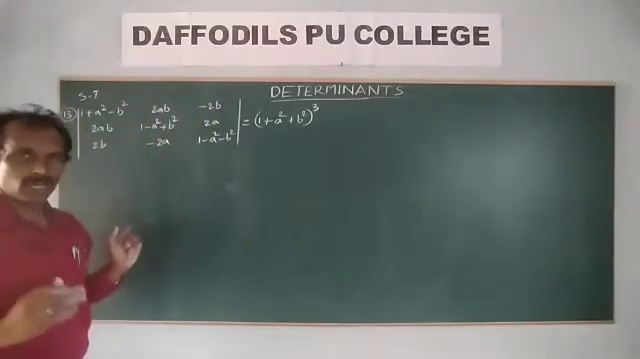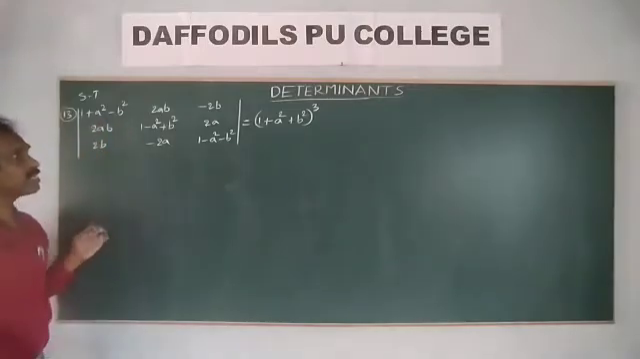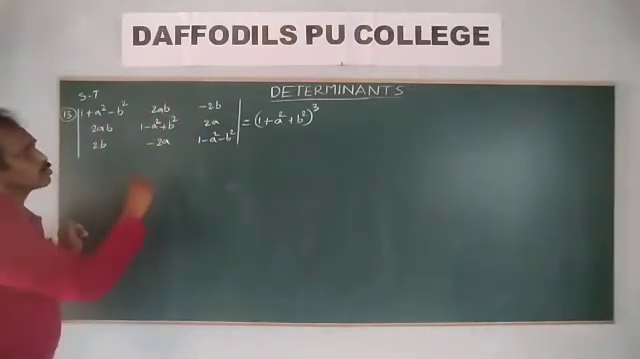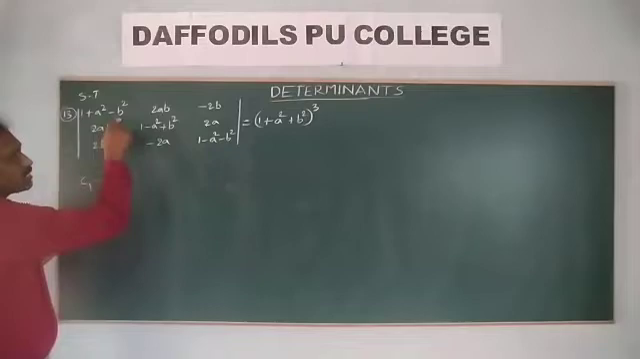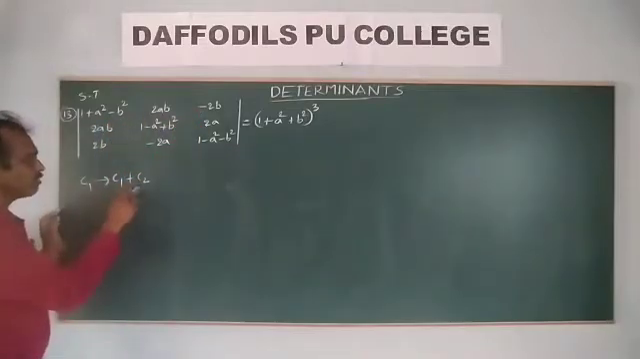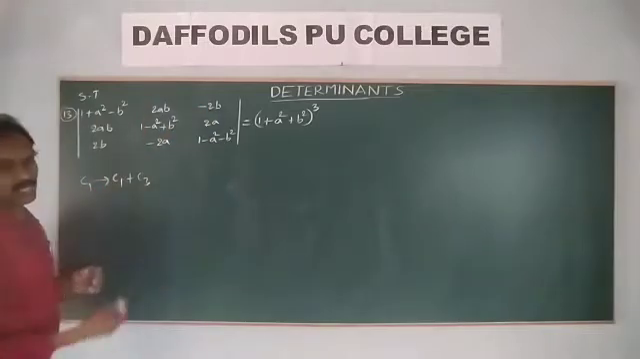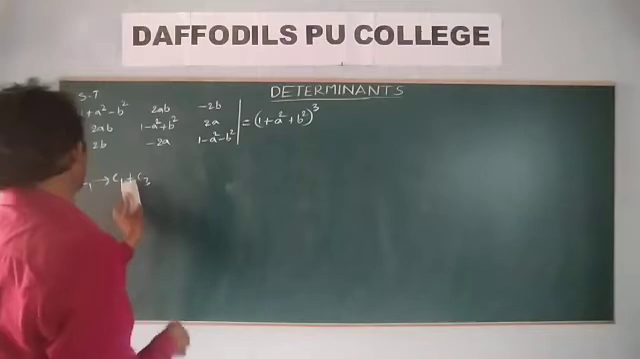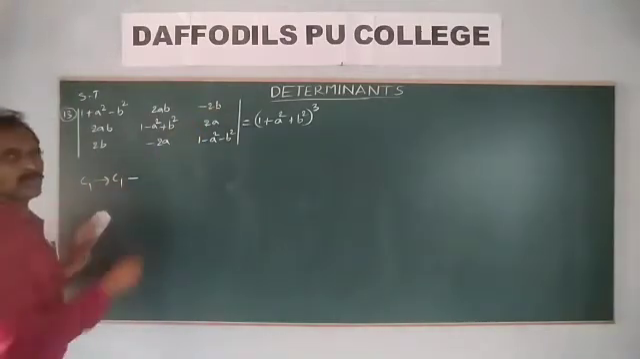You still want b square only. Here minus b square is there, and here minus 2b is there. So that's why I apply the operation C1 gives C1 minus. If you add C1 plus C3, minus and minus stay the same. So that's why, here minus of 2b only is there.